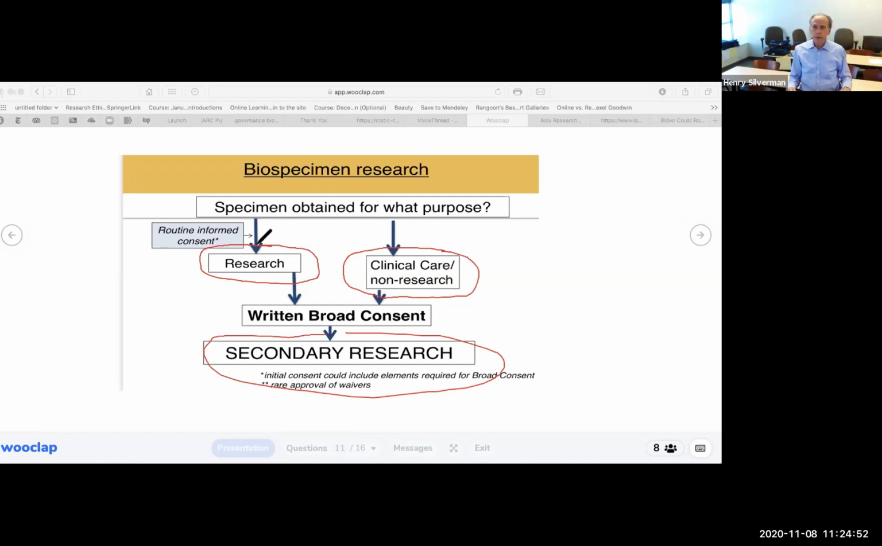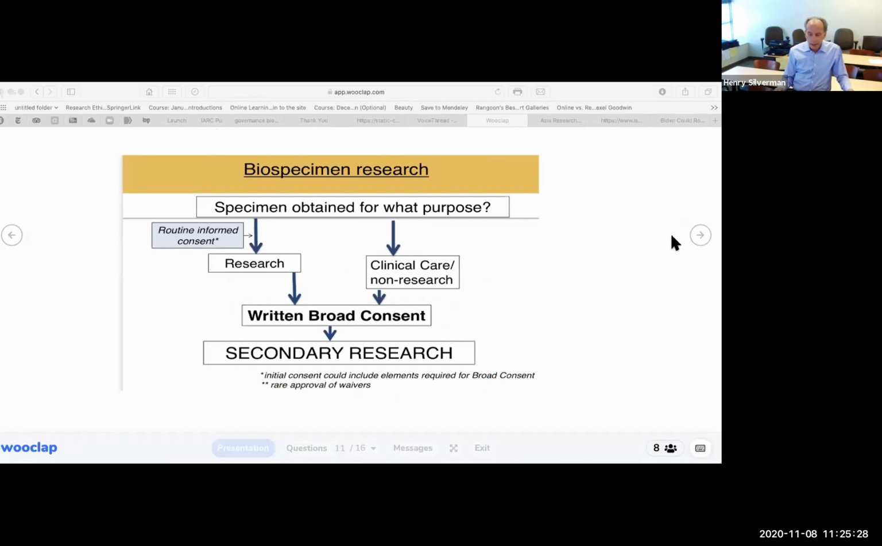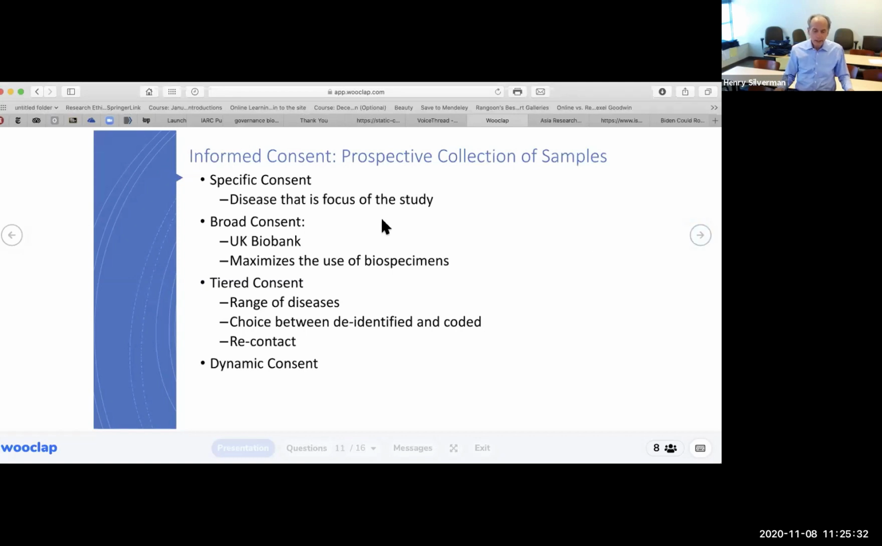However, that gets into a lot of problems on whether one could use data obtained for one research study or data obtained from clinical procedures, whether one could use that in secondary research. And one way to get around the problem is to use the vehicle of broad consent. However, there's other types of consent that could be obtained in addition to the concept of broad consent, okay, which maximizes the use of biospecimens.